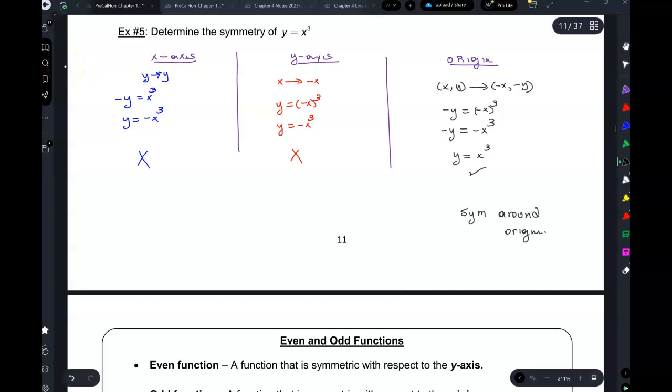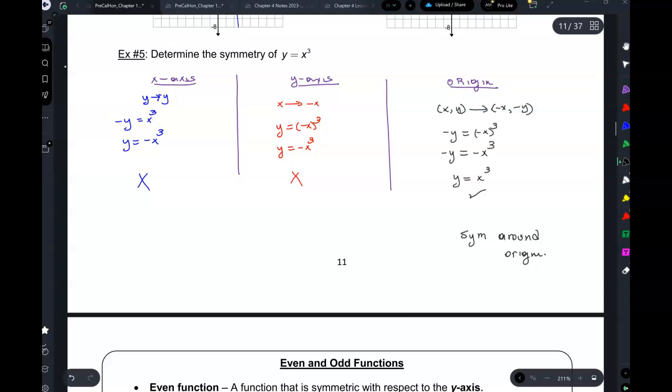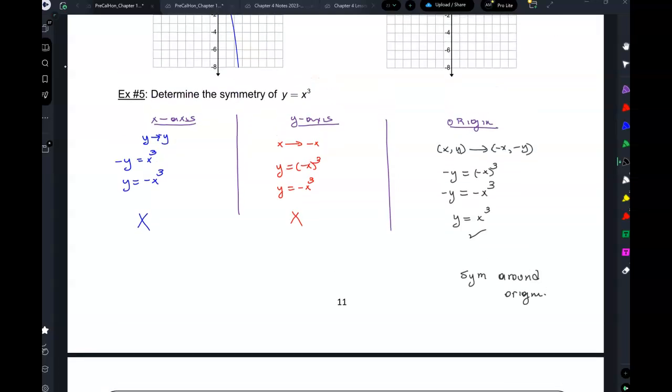Can something be symmetrical around multiple axes? Yeah, if you have the equation of a circle centered at the origin, it'll be symmetric around all 3 of them. And then you might have an ellipse. It's okay. It'll still be, because this doesn't say determine the symmetry of the function. It just says determine the symmetry of this. So it'll be okay.